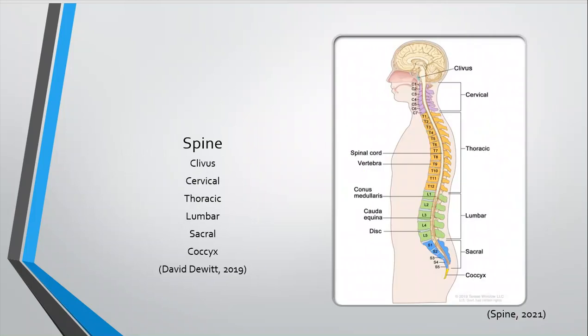See, the spine has the clivus at the very top, then the cervical, which is the neck area, the thoracic, which is the upper back, the lumbar portion being the lower back, the sacral in the buttocks area, and the coccyx at the bottom tip.